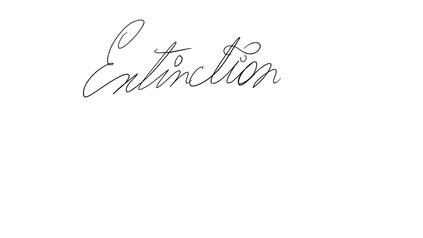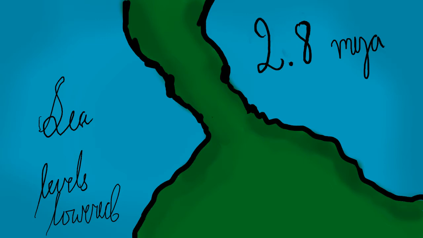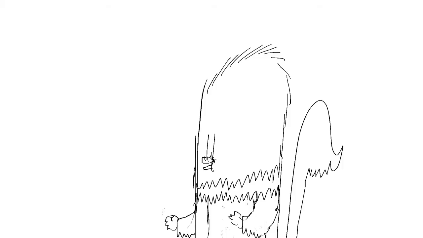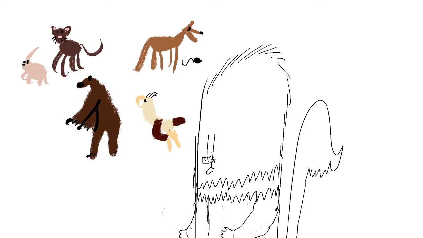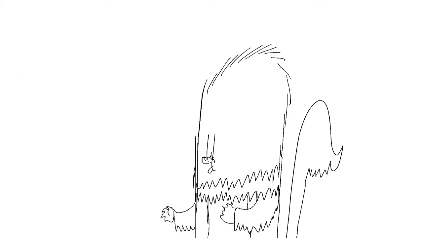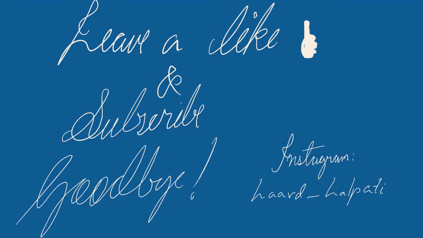Extinction. 2.7 million years ago, the sea levels lowered, which created the Isthmus of Panama. Animals from North America migrated to the south, and animals from the south went north. South American terror birds might have faced competition from dogs, bears, and cats coming from the north, although this has been doubted by some scientists.